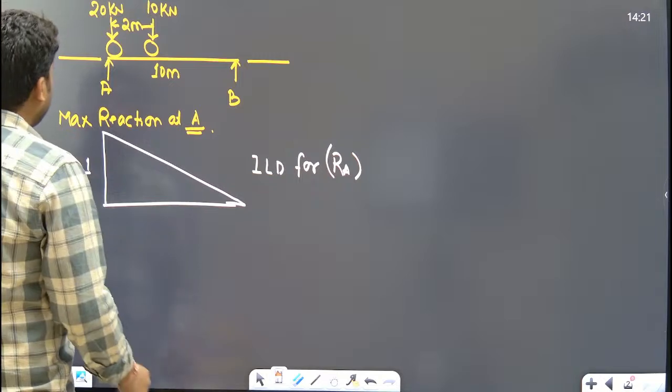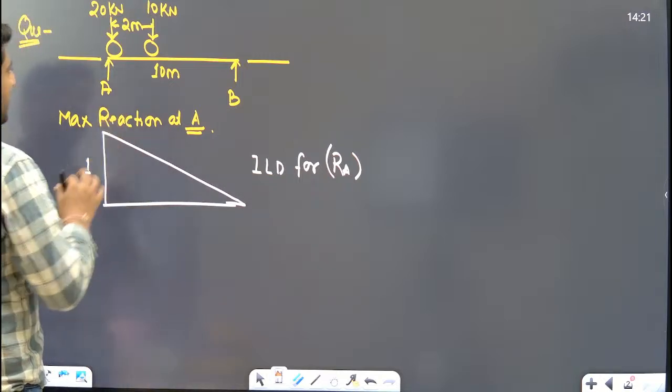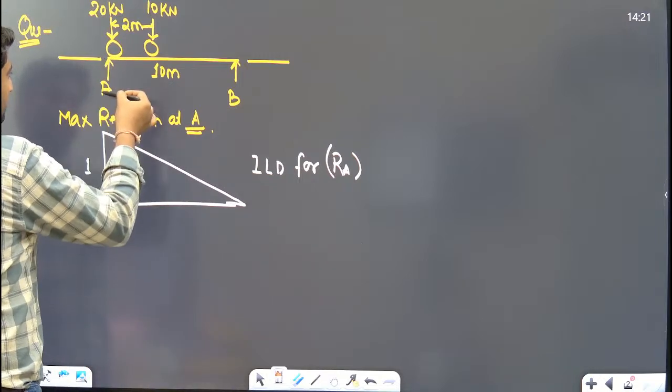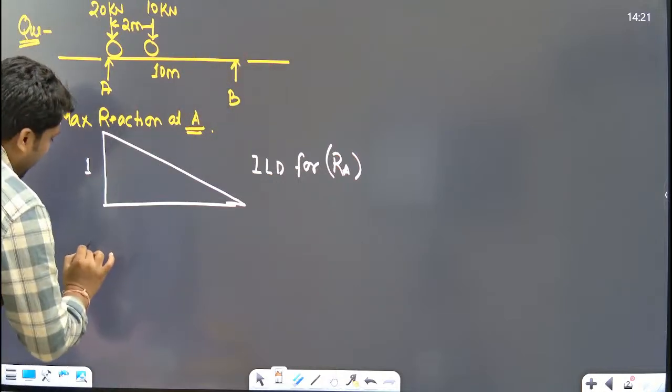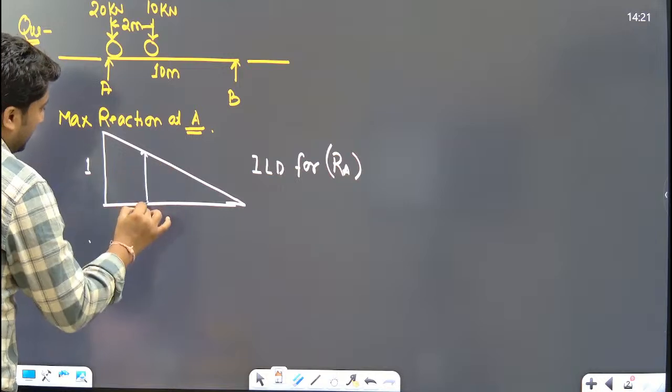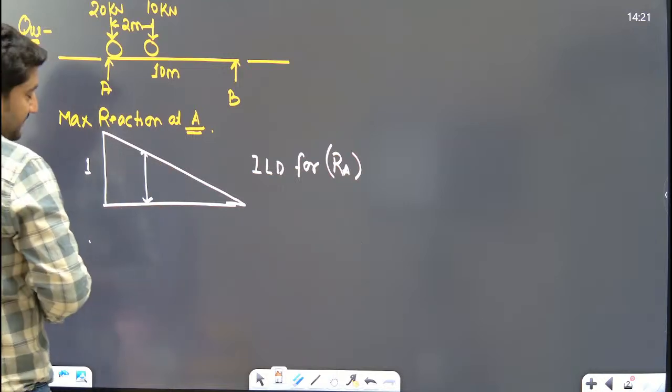So look very carefully. In order to get the maximum reaction at A, 20 should be placed above the A and 10 should be placed 2 meter ahead of it. So the maximum reaction will be, you just find out this coordinate. This coordinate is found by similar triangle.